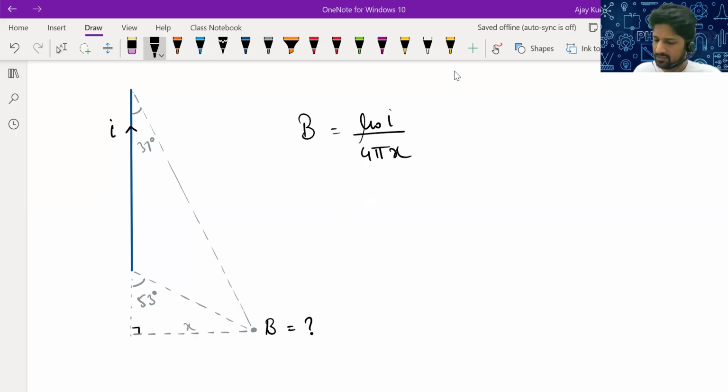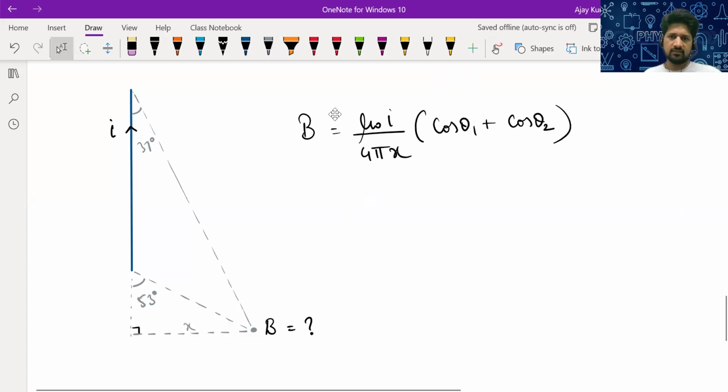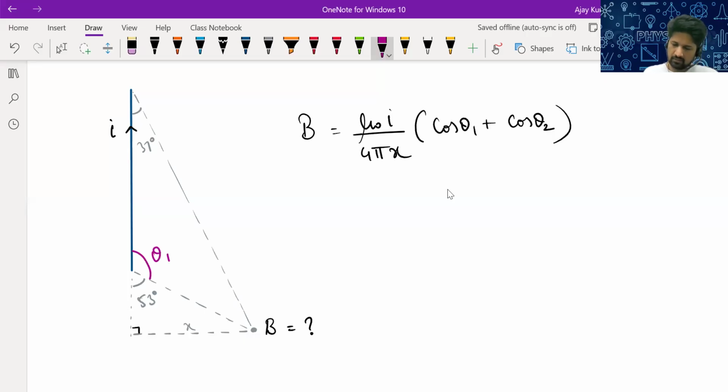Okay. See, the basic formula is mu naught I by 4 pi x, cos theta 1 plus cos theta 2. You only need to be careful about theta 1 and theta 2 here. The angles indicated are not always theta 1, theta 2. You need to remember that in the derivation, the angles we had taken were this and this.